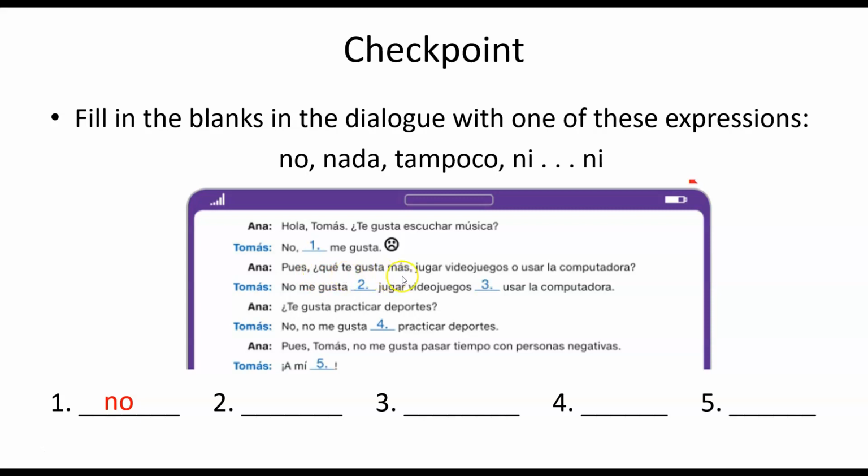Pues, ¿qué te gusta más? Which do you like more? ¿Jugar videojuegos o usar la computadora? To play video games or to use the computer. No me gusta blank jugar videojuegos, blank usar la computadora. I think he's saying I like neither playing video games nor using the computer. So it would be ni.